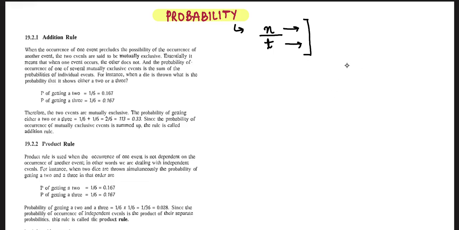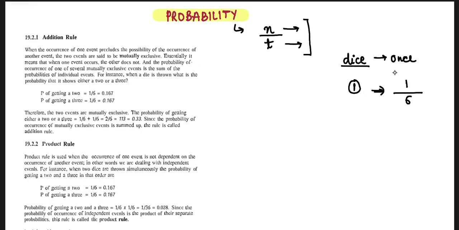For example, if I say that there is a die and it is thrown once, we have to find out the probability of getting 1 on the dice. We know that a dice contains 6 numbers, so 6 will be in the denominator, that is the total number of events, and our desired event is 1 here. So the probability comes out to be 1 by 6.